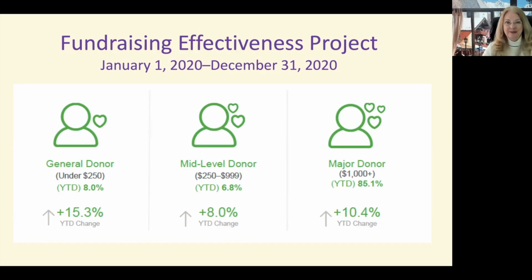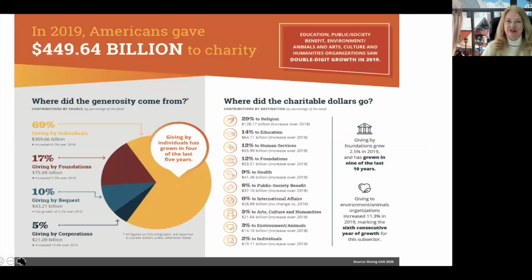In 2020, it was up 15%. Those mid-level donors from $250 to $1,000 were up 8%. And then major donors over $1,000 were up 10.4%. So this is a great time to be starting a nonprofit because people are still generous.